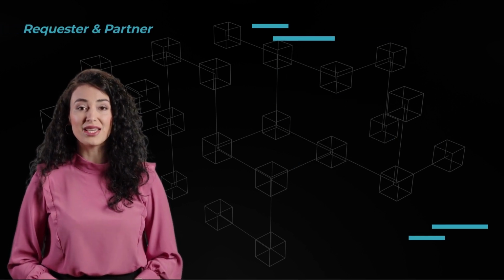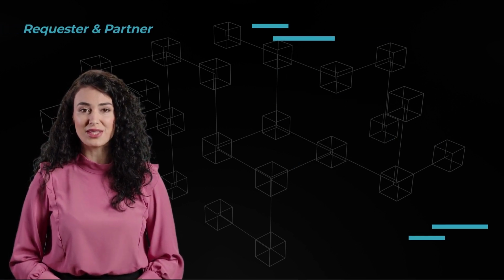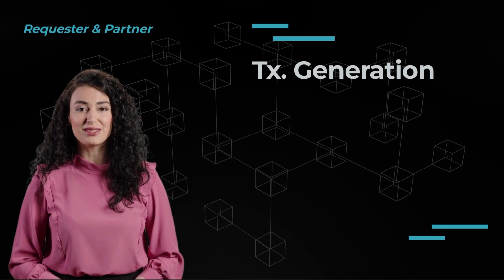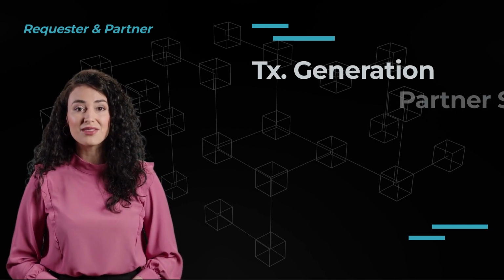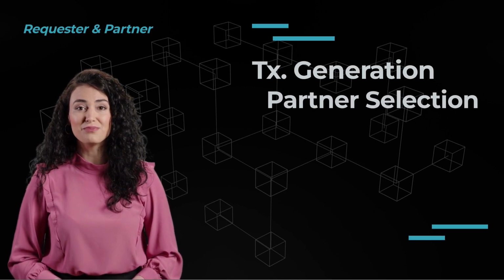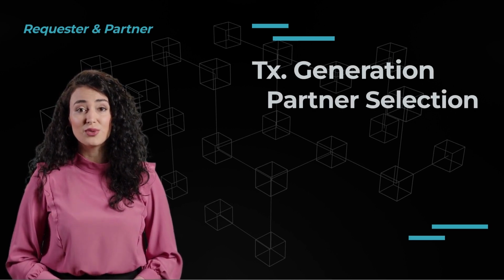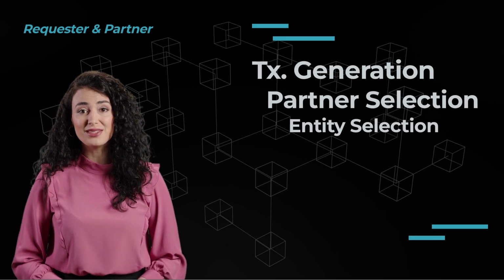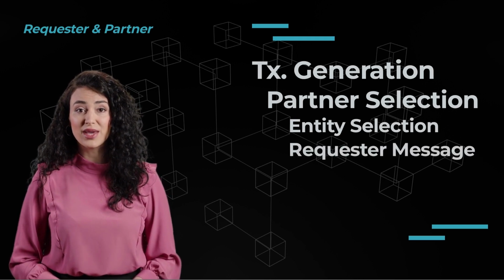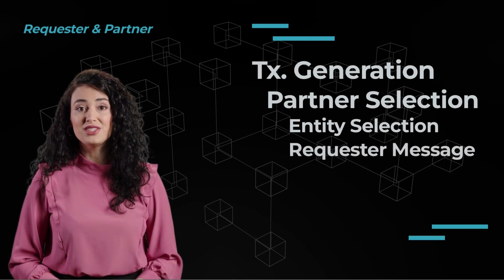Now that we understand the different transaction fees, let's dive into how our requester would finish creating its transaction. In order for a transaction to be considered valid, a Peterson obtained from a partner must be obtained and comprised in said transaction. To do so, the requester would first select a partner using the entity selection process mentioned in a previous video. Then, the requester sends the partner a message comprising the signed pre-transaction information.